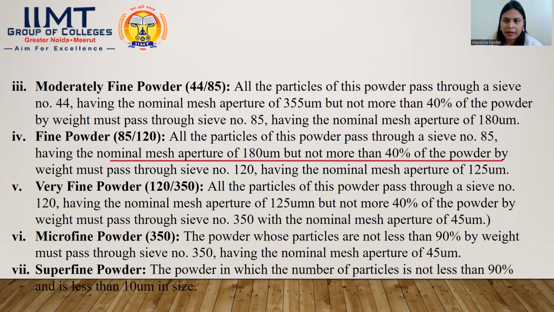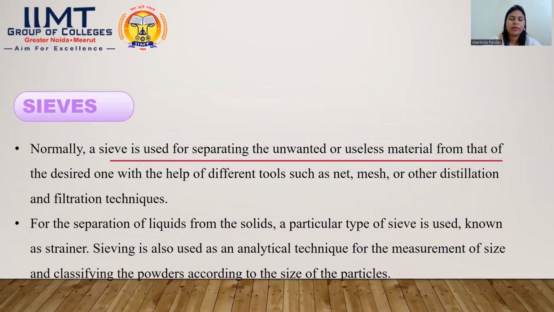Microfine case: if we talk about the microfine case, the powder bulk we have, if we sieve it through the sieve, there should not be passage of particles of less than 90%. Then the particles will be microfine particles. Okay, we are talking so long. Sieve. Now the sieve is here.